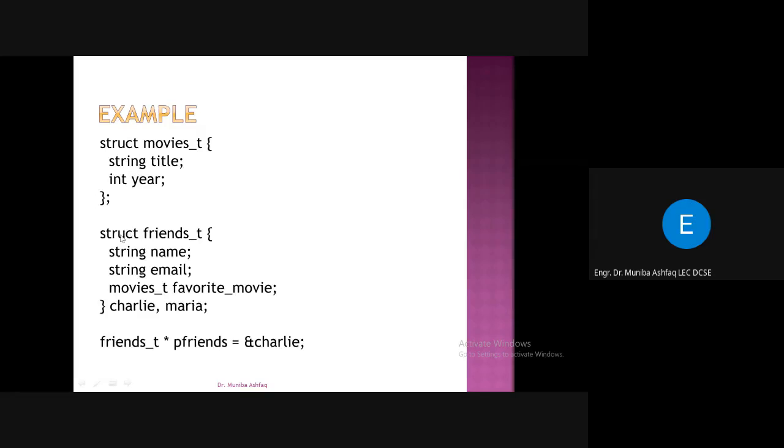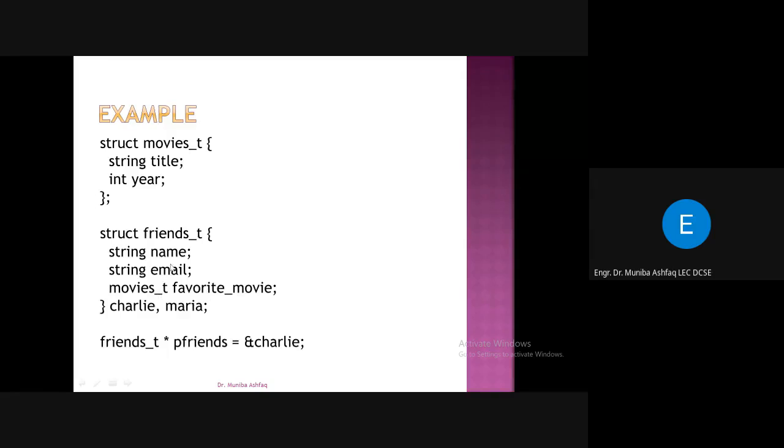Now another structure, I'm going to declare another structure, struct. What is the name of the structure here? friends_t. This is the second structure. This is the first structure, this is another structure. Now again within these curly brackets, right? Here, friends. One of the friends can have a name. The friend can have an email. Now a friend can have some favorite movie, right?